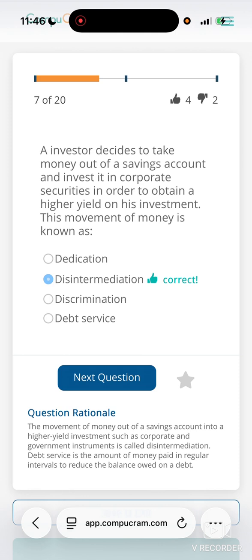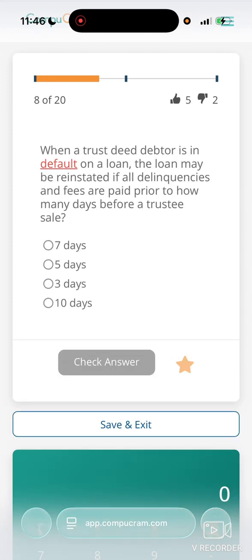Okay, the movement of money out of a savings account into a higher yield investment, such as corporate and government instruments, is called disintermediation. Debt service is the amount of money paid in regular intervals to reduce the balance owed on a debt. Question number 8.